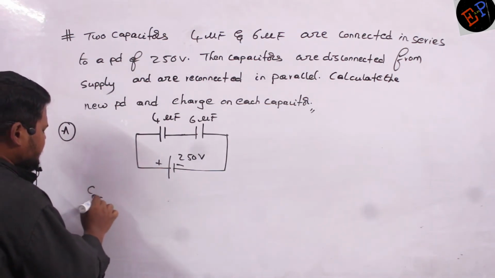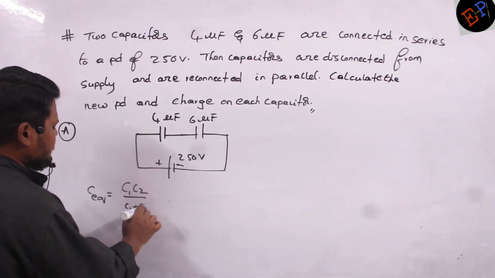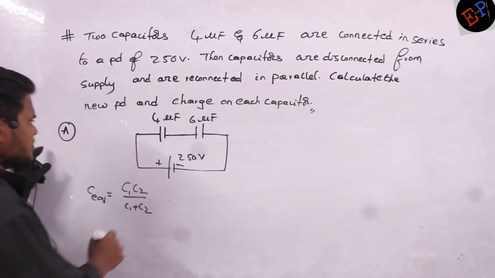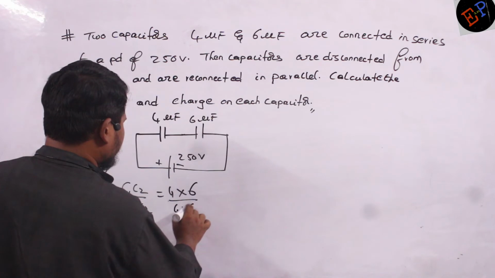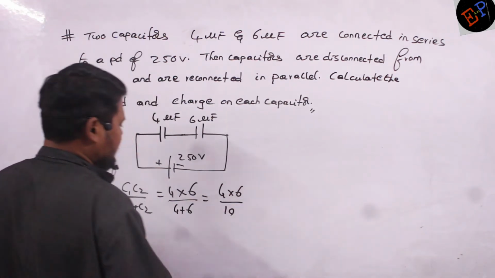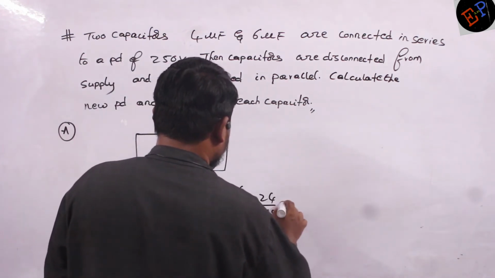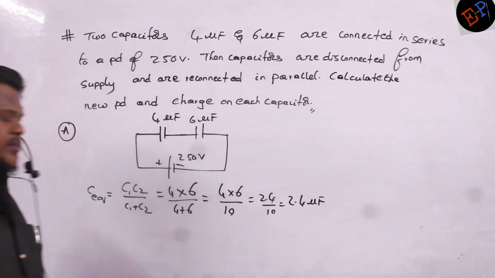My equivalent capacitance is how much? Okay. C1 C2 by C1 plus C2, no? Because they are connected in which kind of connection? Series connection. So therefore, 4 into 6 divided by 4 plus 6. So 4 into 6 divided by 10. So 6 4s are 24, divided by 10 is how much? 2.4 microfarads. This is the equivalent capacitance.